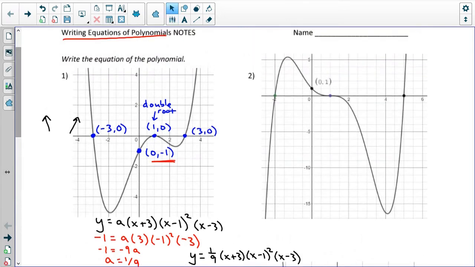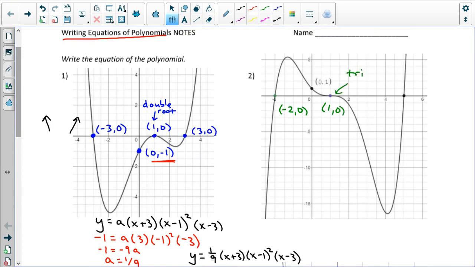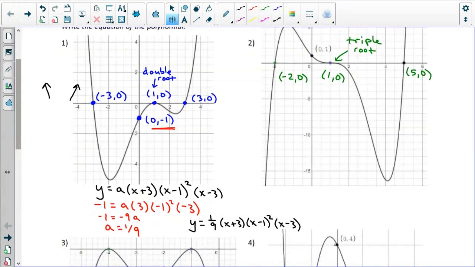Problem 2, I see that I have a root at -2, 0, a root at 1, 0, and this appears to be a triple root. And then I have a root at 5, 0. So if I want to start writing the shell of this, I will see y equals a times (x plus 2) times (x minus 1) to the third times (x minus 5).